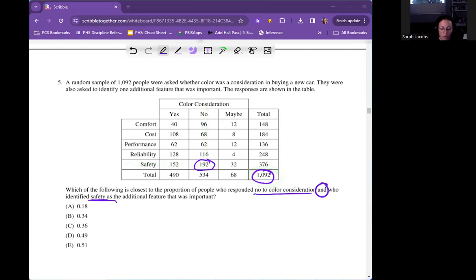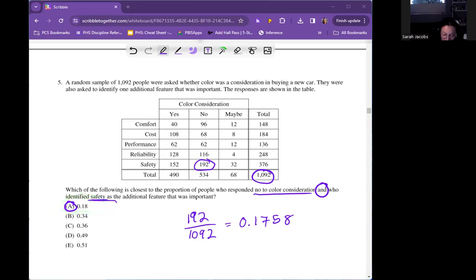So we aren't limiting our denominator here. We're looking at all 1,092 people because of this word "and." We want both things to be true. So 192 over 1,092 is about 0.1758. And the closest one to that is A.